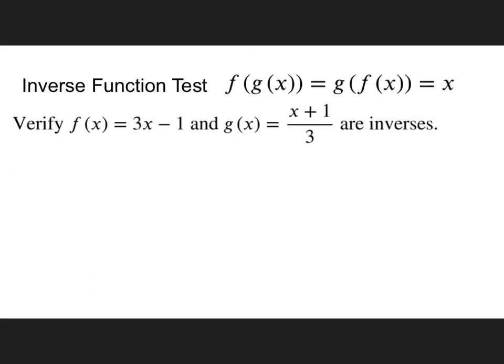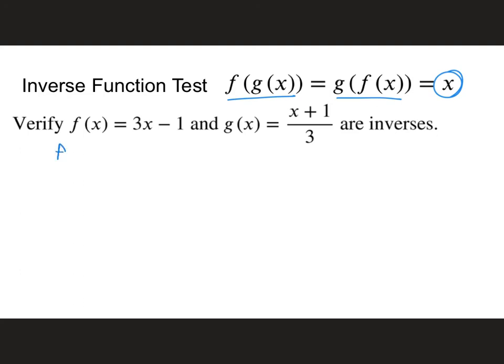The final thing with inverses is verifying inverse functions. In order to verify that two functions are inverses, we have to do the composition of functions like we did in the last section. So you have to do f of g of x, and you have to look at g of f of x. If both of these, when you simplify them down, end up with x, then the two functions are inverses. So I want to show you that right now. We're going to verify that f of x equals 3x minus 1 and g of x equals x plus 1 over 3 are in fact inverse functions.